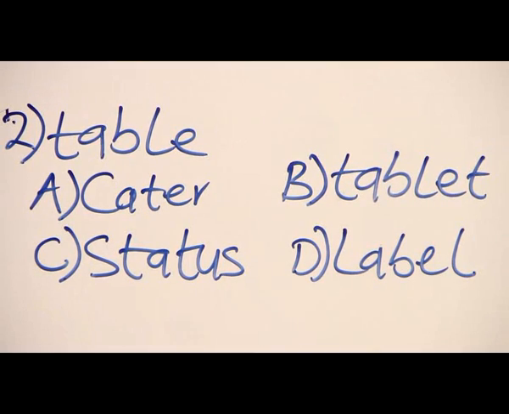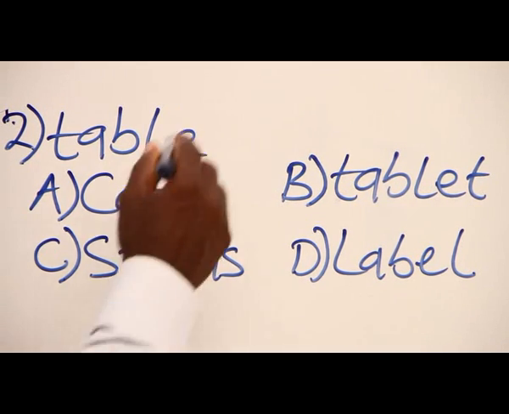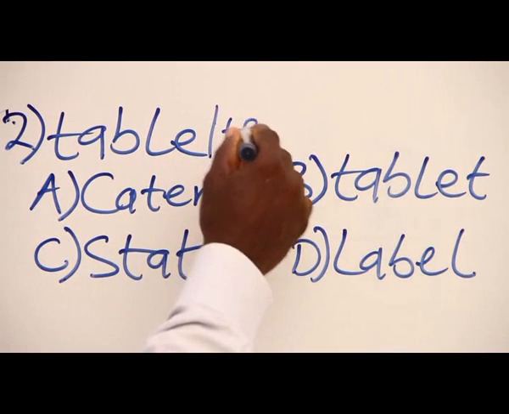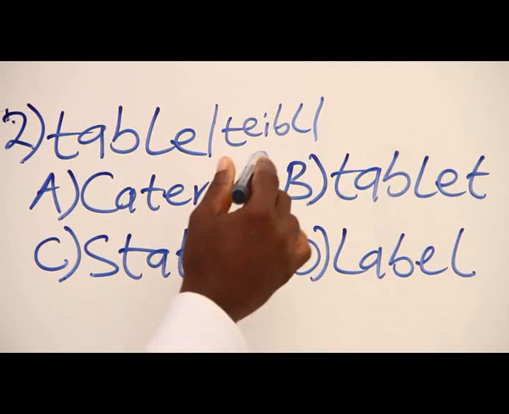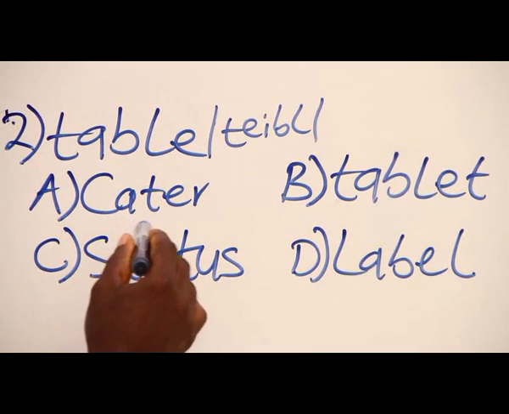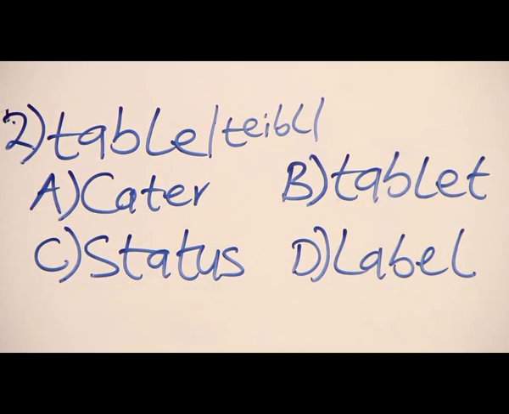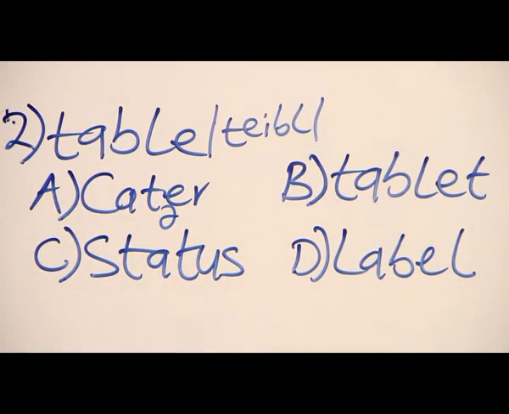Now we're taking question number 2. Look at the word given. Table. Table. So, which should be our answer? Let's look at the first option. What we have is character. The last sound is a vowel. So that rules out option A.